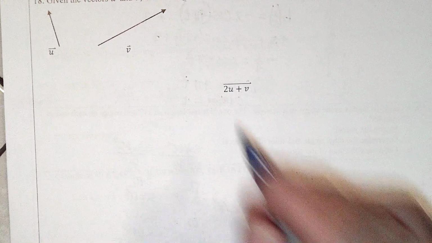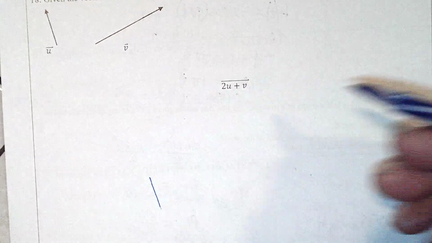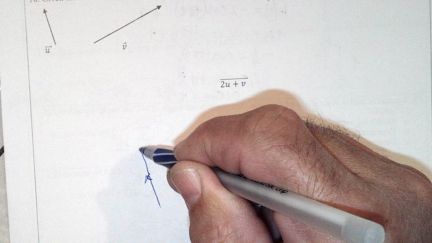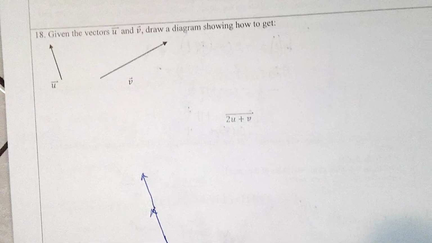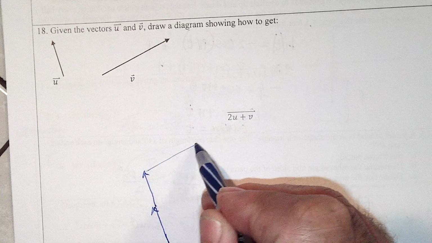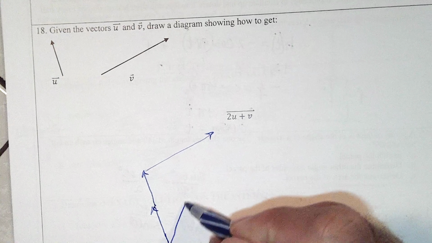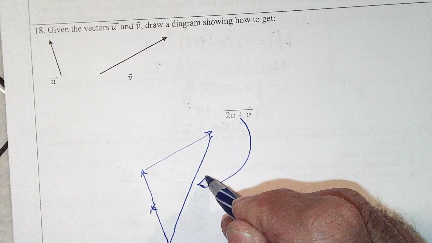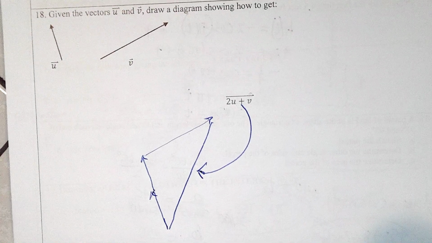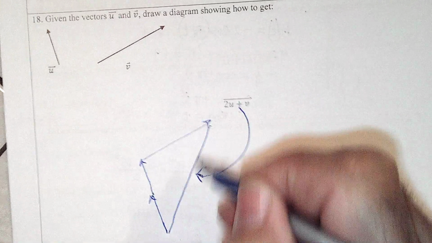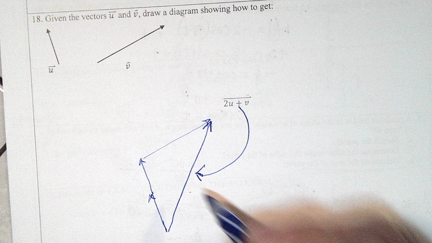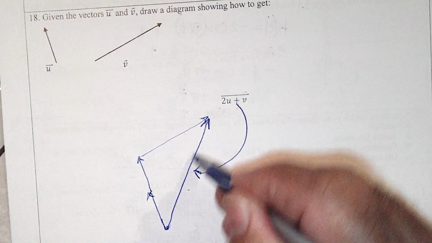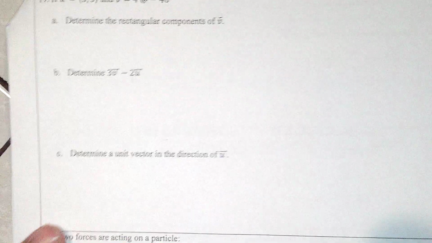Draw 2 U's, that's that length twice, plus V. So here's what this one looks like. Goes from there, oh, I need to put an arrow on it. Started here, went there, there, and so that's the end result. Starts here and ends there. Okay, this page.